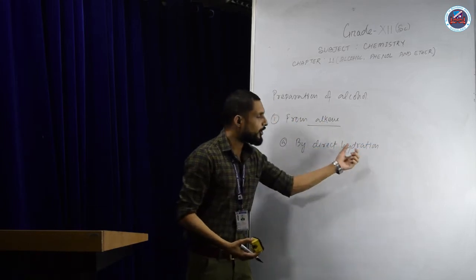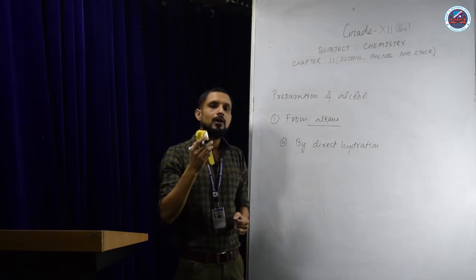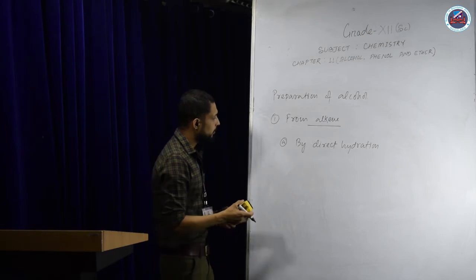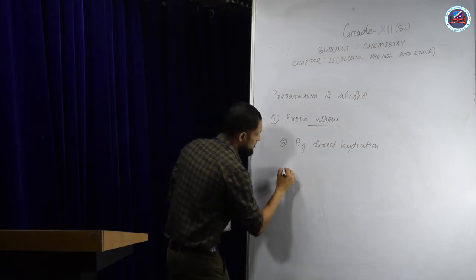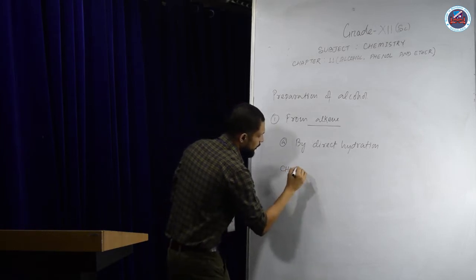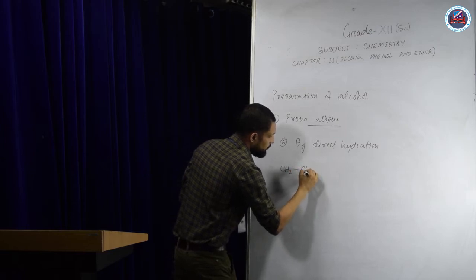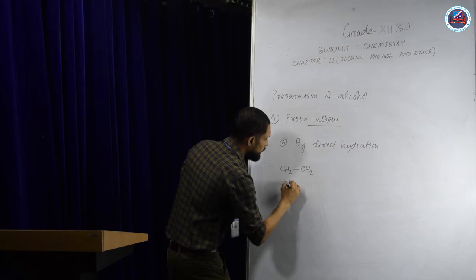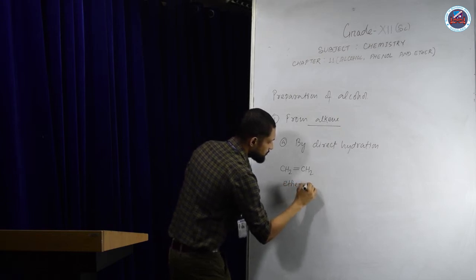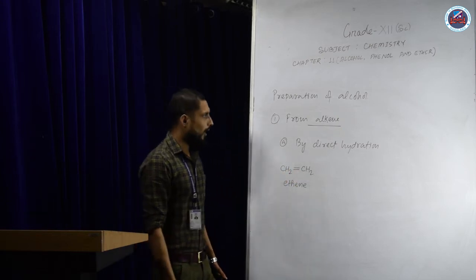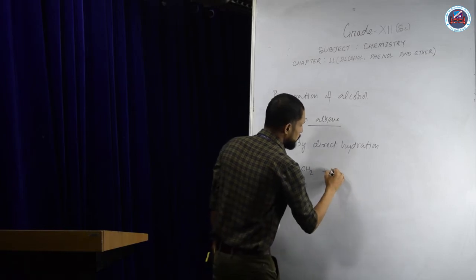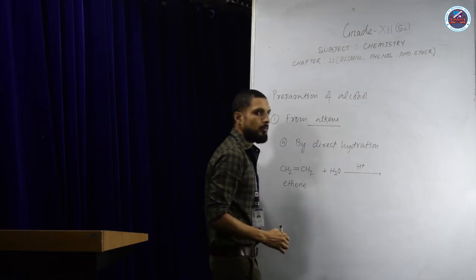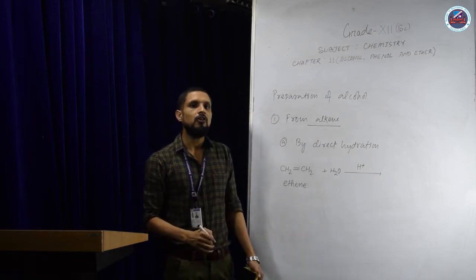Now, hydration means addition of H2O, water molecule. So let us take an alkene, CH2 double bond CH2. The name of this alkene is ethene. We'll add water, that is H2O, in presence of an acid. Preferably, you can use sulfuric acid.